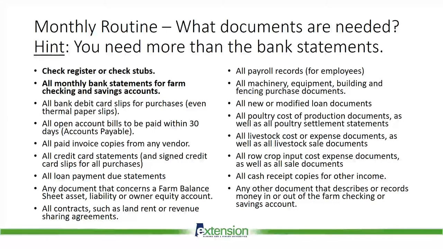All row crop input cost expense documents, as well as all sale documents. And all cash receipt copies for any other farm income. In other words, we need any document of any type that describes or records money coming in or going out of the farm checking or savings account.